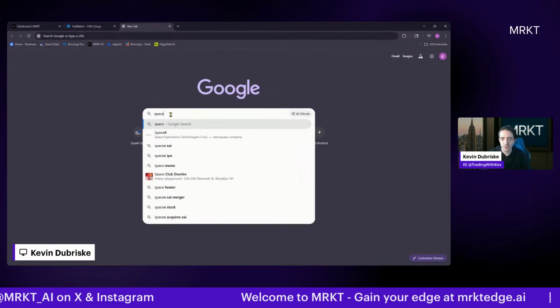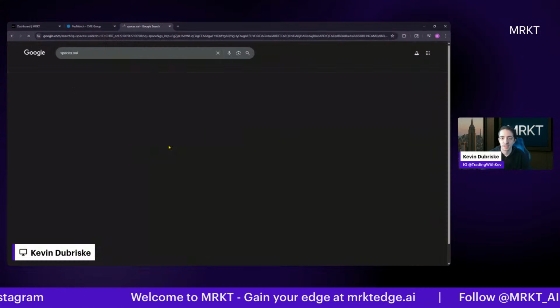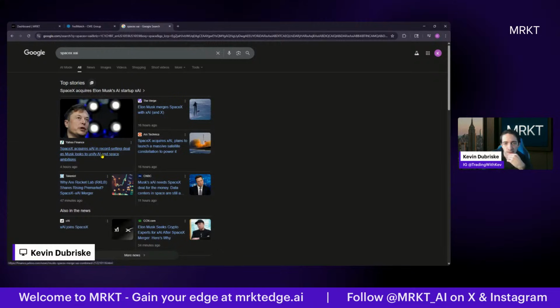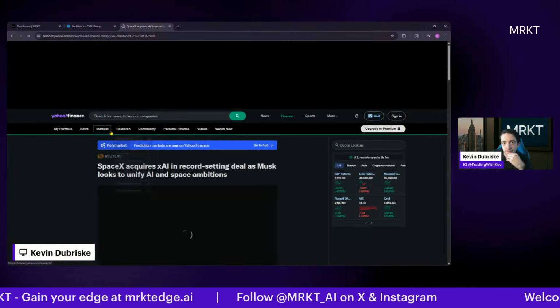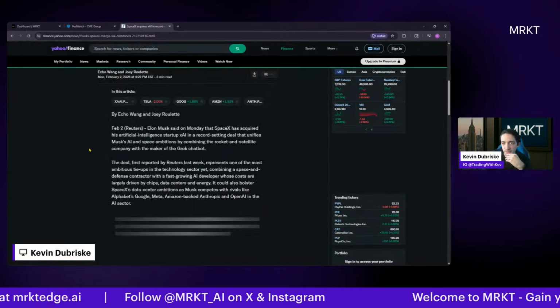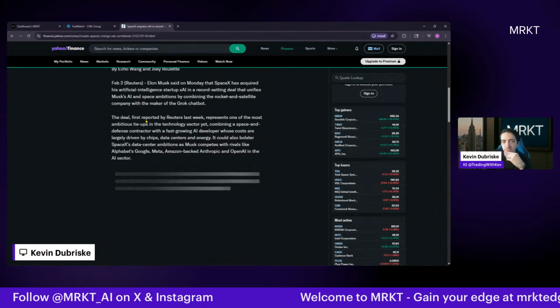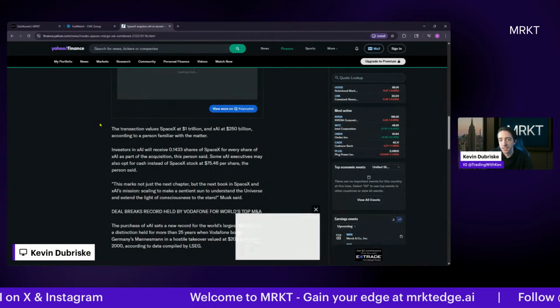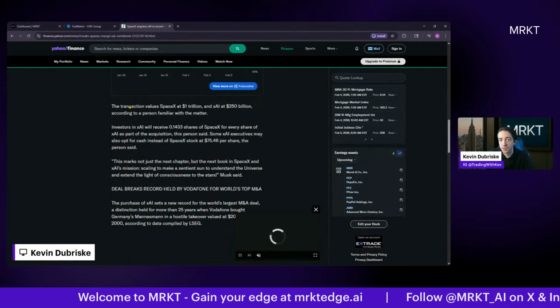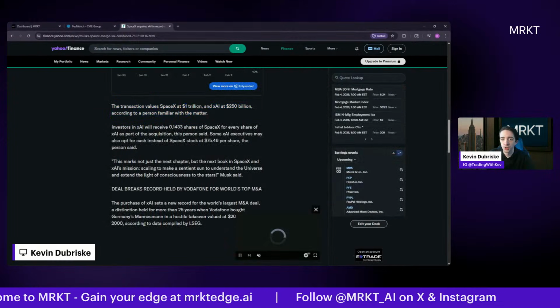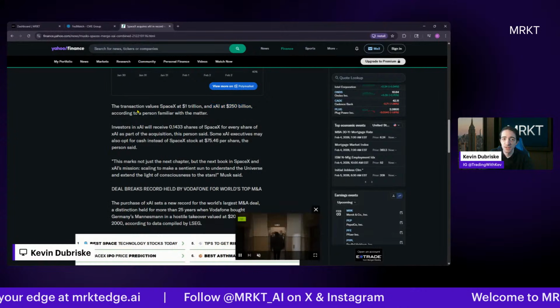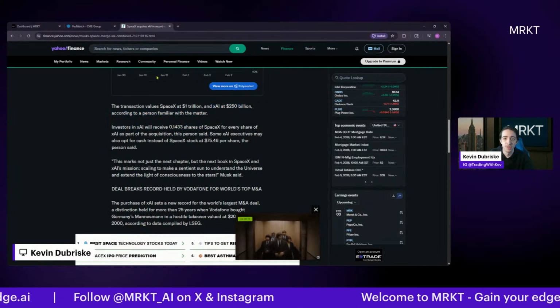See if we can find it real quick. SpaceX xAI. Yep. Pretty big, pretty big. And they were set to IPO this year too. So the transaction value: SpaceX at 1 trillion, xAI at 250 billion, according to a person familiar with the matter.